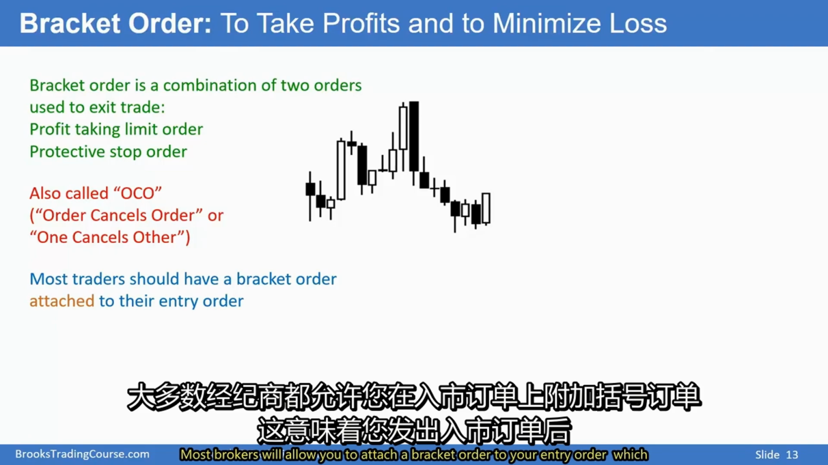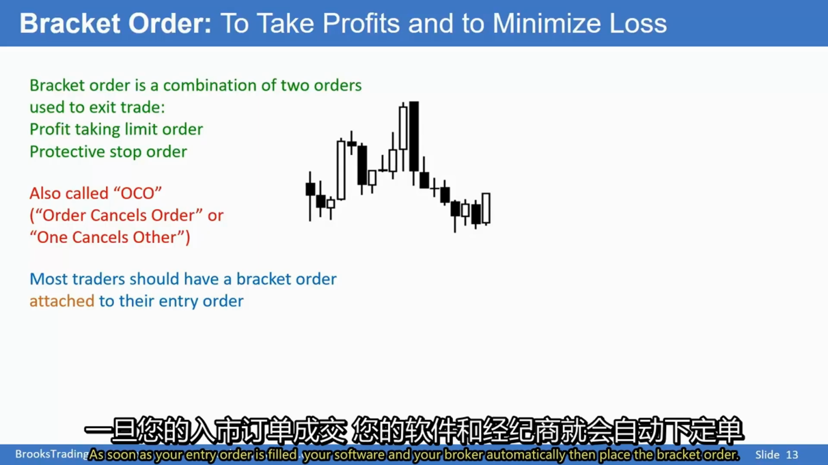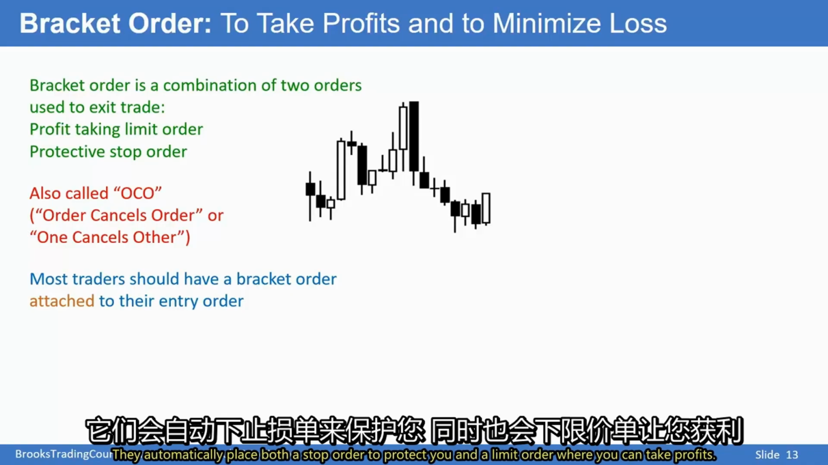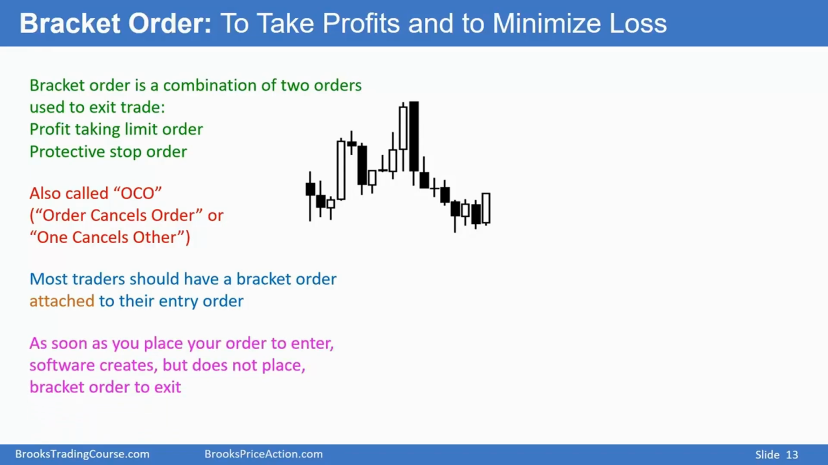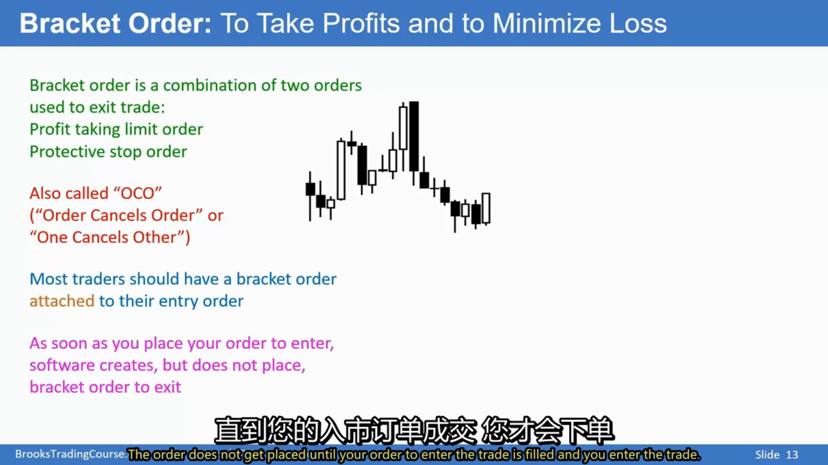Most brokers will allow you to attach a bracket order to your entry order, which means you place an entry order, the bracket order then is created but not filled. As soon as your entry order is filled, your software and your broker automatically place the bracket order. They automatically place both a stop order to protect you and a limit order where you can take profits. The order is created as soon as you place your order to enter the trade. The order does not get placed until your order to enter the trade is filled and you enter the trade.